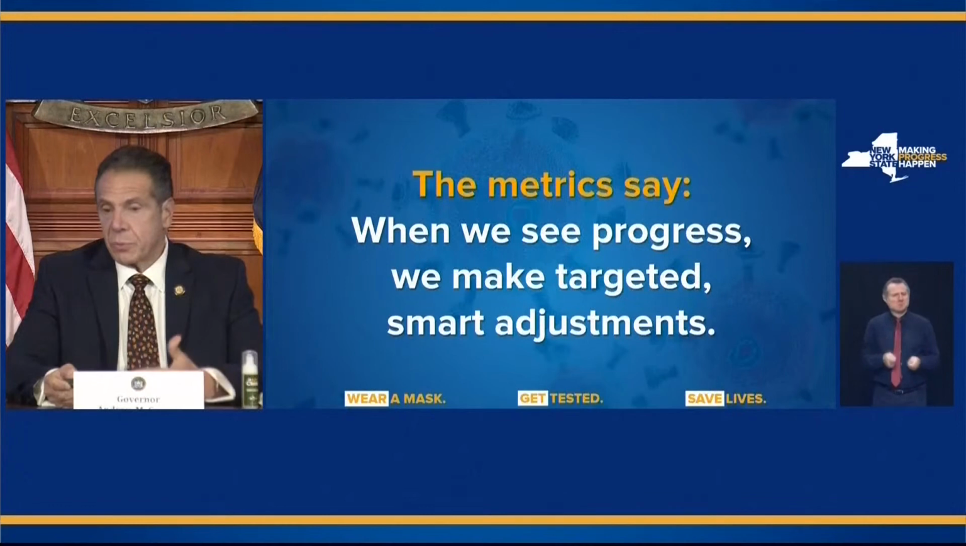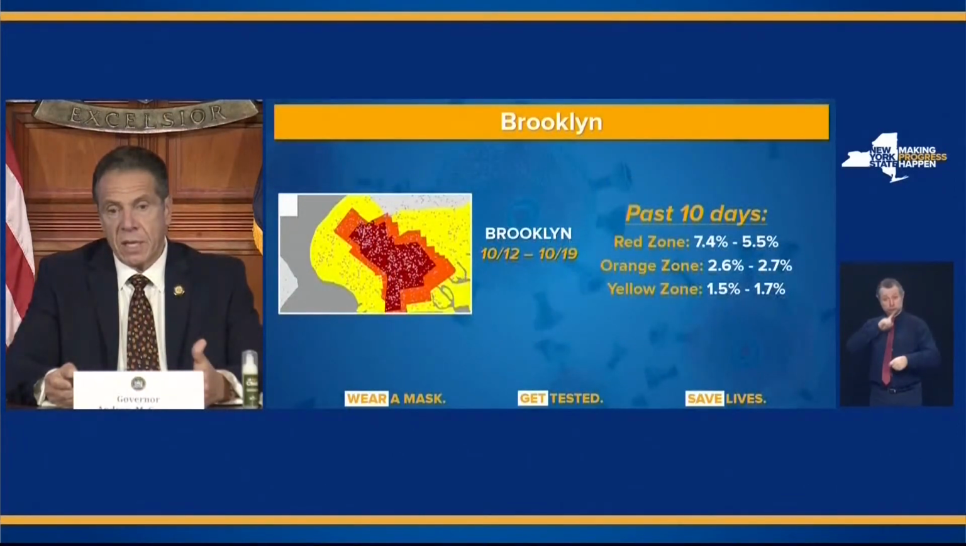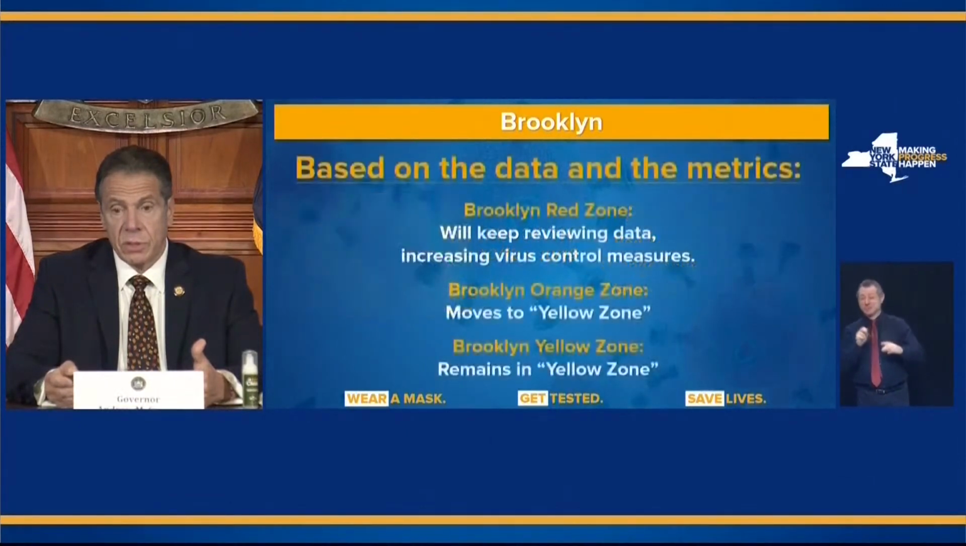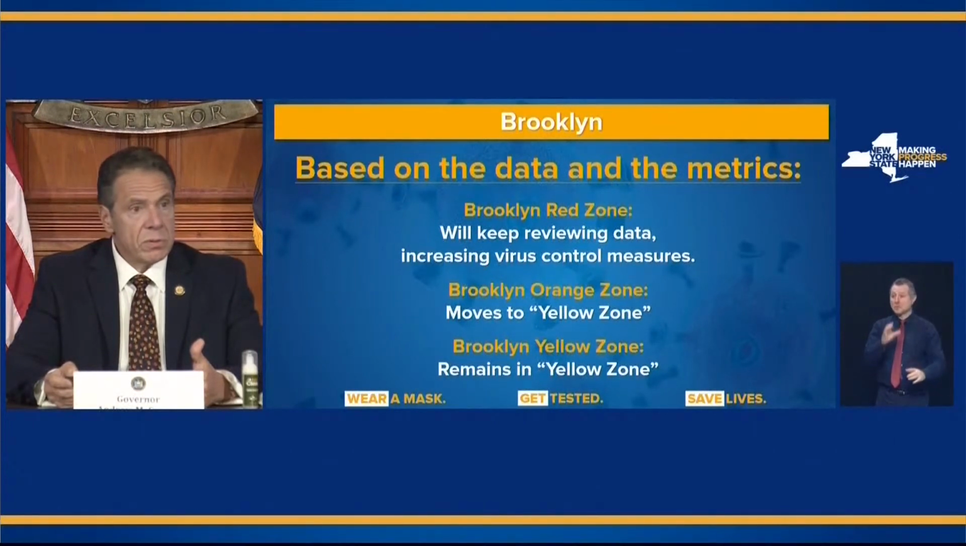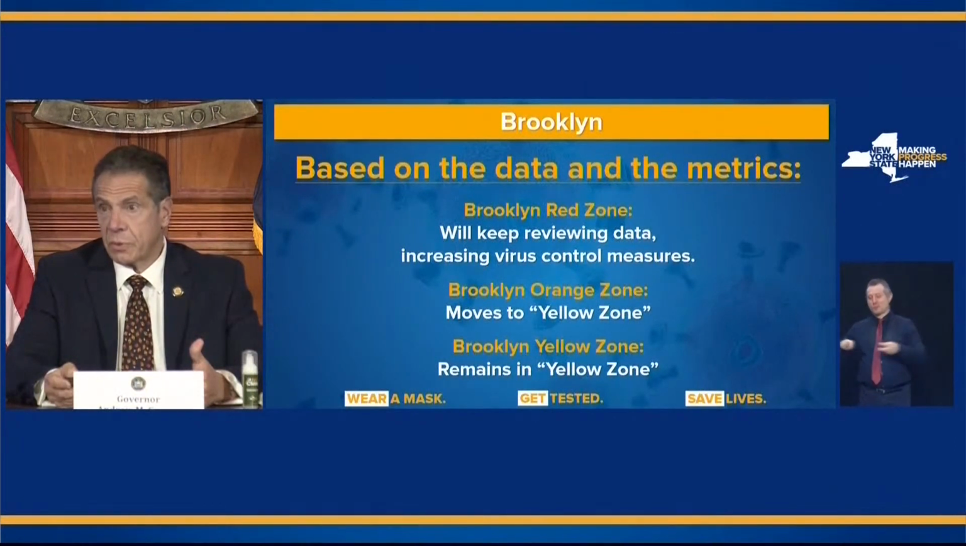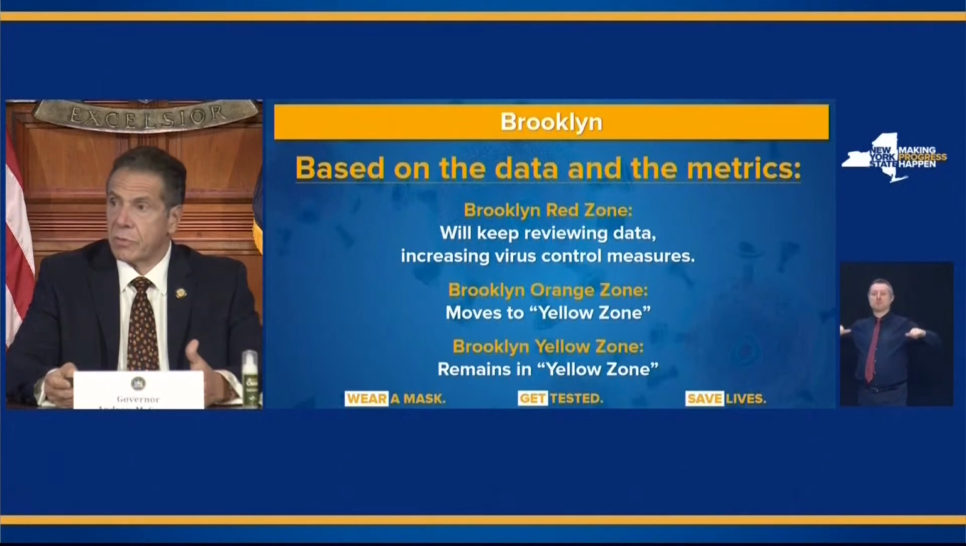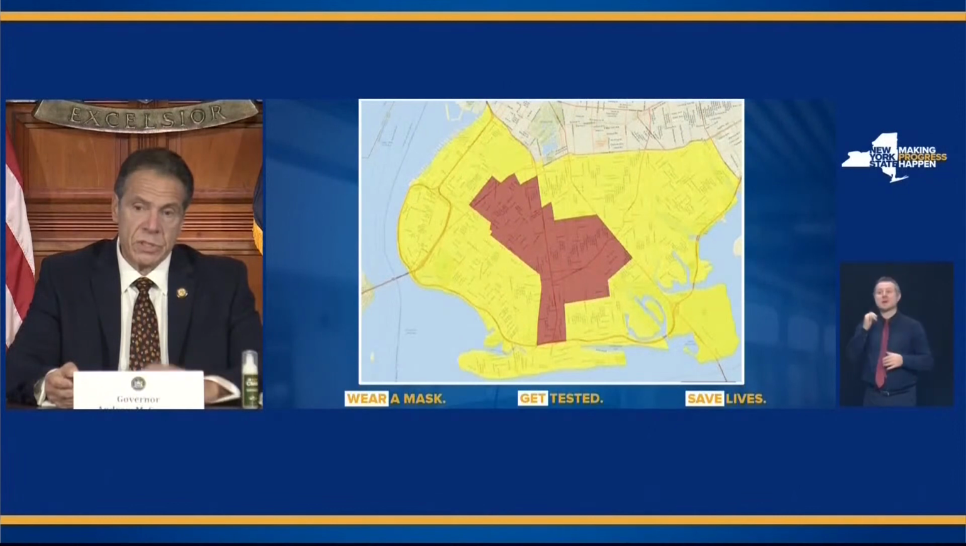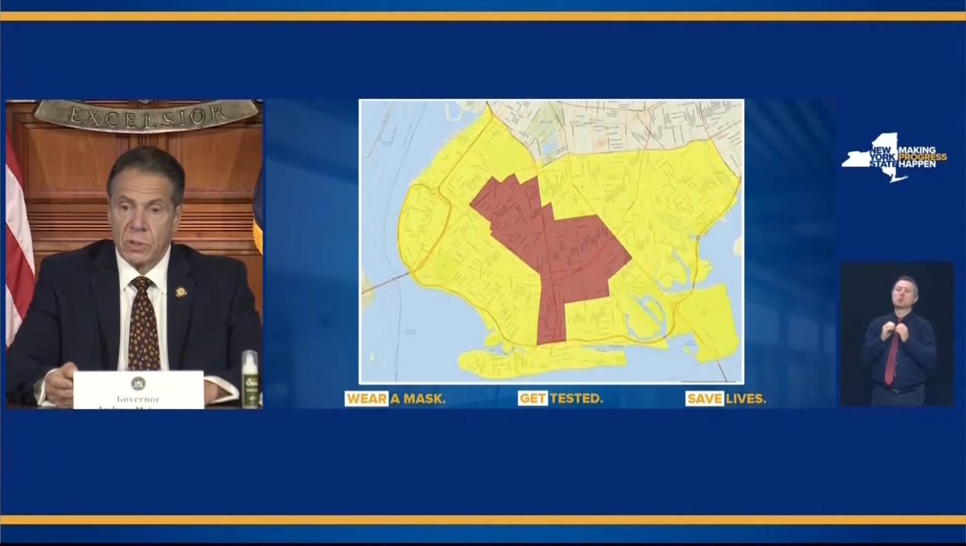When we make progress, we adjust the targets. Brooklyn had a red zone, an orange zone, and a yellow zone. In Brooklyn, the red zone remains the red zone. The orange zone becomes a yellow zone, and the yellow zone remains yellow. There are fewer restrictions in a yellow zone than an orange zone. So this is what South Brooklyn will look like.